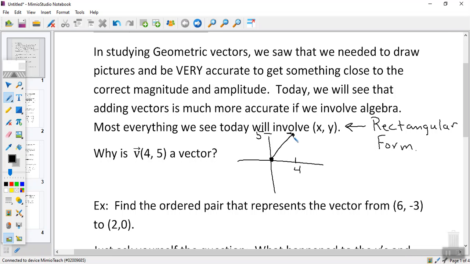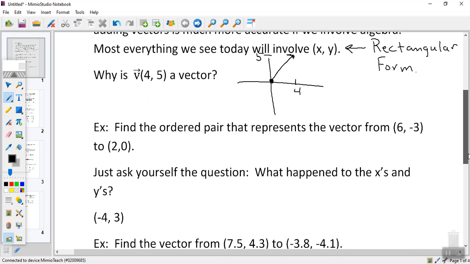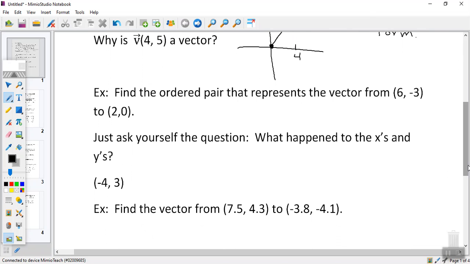So the question becomes this: what happens if we talk about an ordered pair that represents the vector from 6, -3 to 2, 0? So for instance, where are you starting this time? You're starting at 6, -3, right? Yeah. And where are you headed to? 2, 0. Oh boy. So if I had a coordinate plane right here, let me get a different page here. Get a coordinate plane up here.